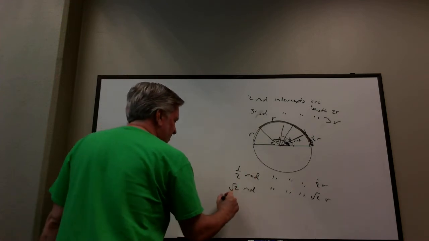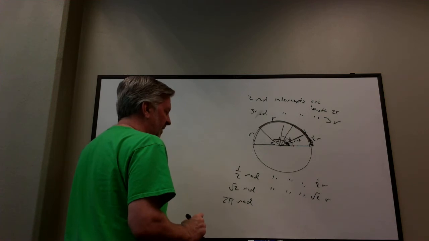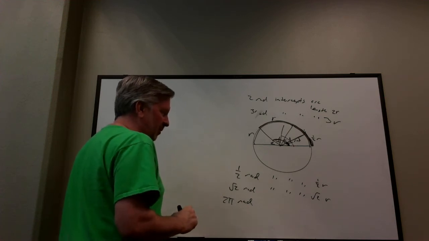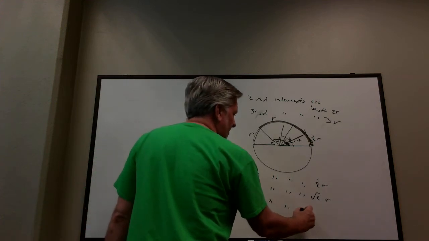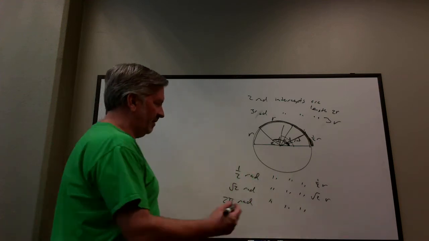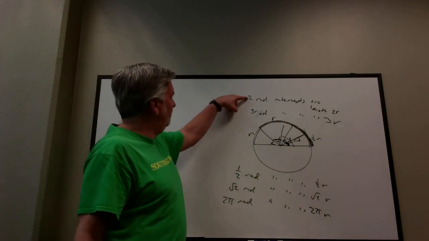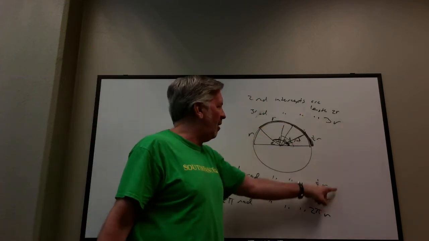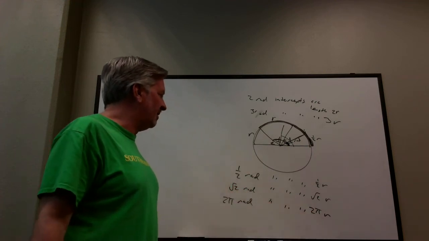So let me do another one. Suppose I had 2 pi radians. Okay, 2 pi, so a little more than 6 radians, about 6.28. 2 pi radians would intercept an arc of length how much? Well, it'd be 2 pi r, wouldn't it? Right? However many radians you have, you multiply that number by r, that'll give you the arc length, right? So 2 pi radians intercepts an arc of length 2 pi r.